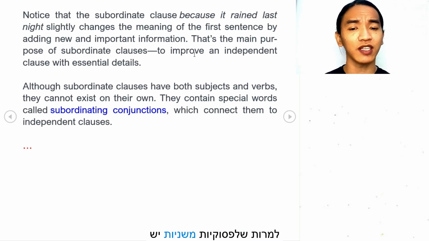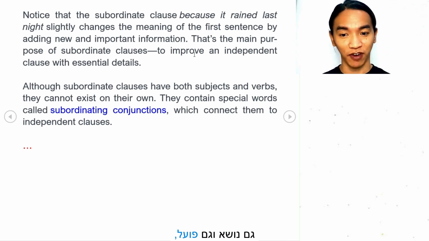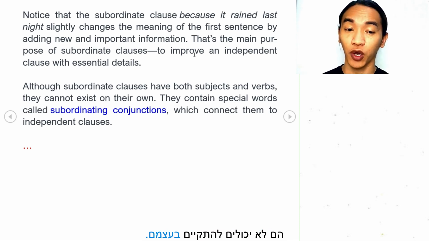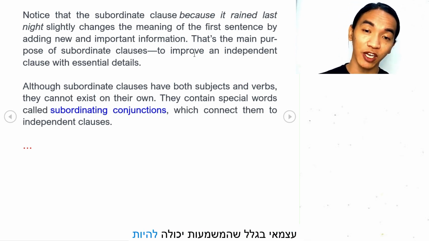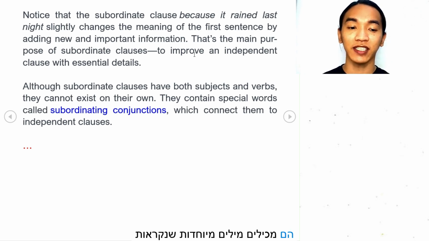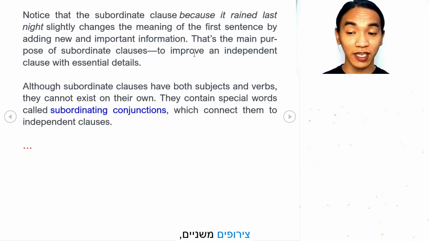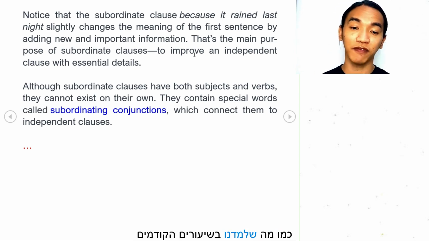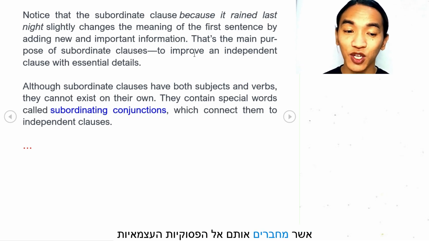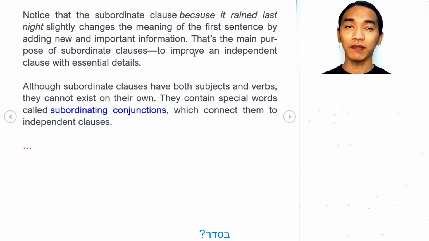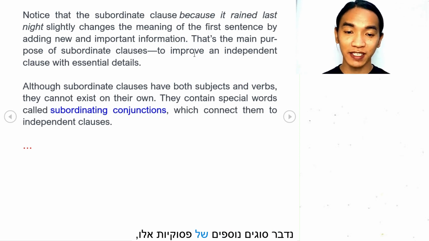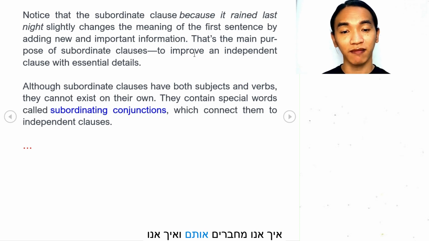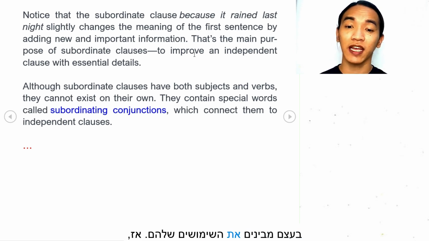Now, although subordinate clauses have both subjects and verbs, they cannot exist on their own, okay? It means they cannot be a standalone sentence because the meaning could be incomplete in that case. All right, they contain special words called subordinating conjunctions, just like what we studied from the past videos, which connect them to the independent clauses. Okay, so later on in our next lessons, we will be talking about more of these kinds of clauses, how we connect them, and how we actually understand their usages.